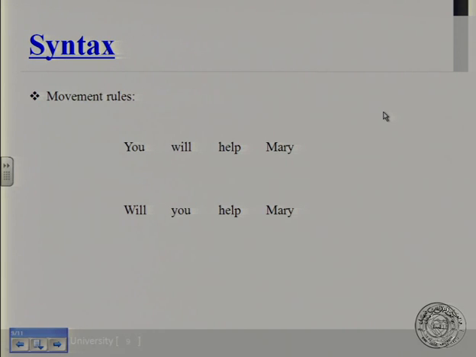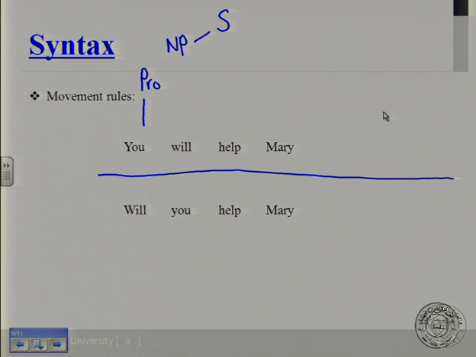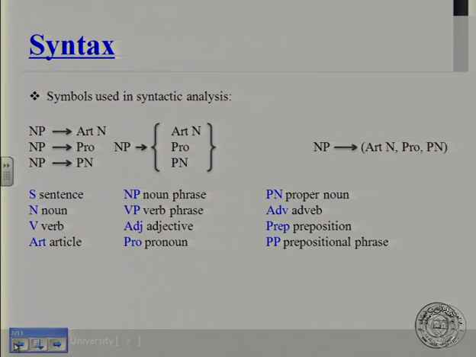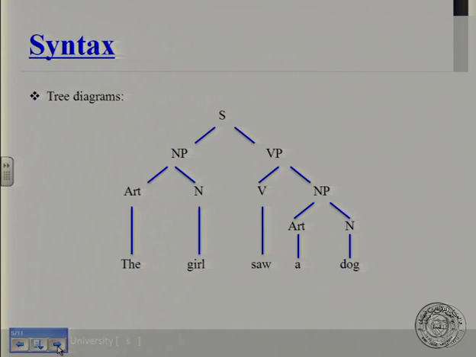Now here, the first one is again a sentence. Here we have a line. We have two different sentences. Now, the first part here is "you," and "you" is considered a pro, which means pronoun. This pronoun alone can be a noun phrase. A noun phrase could be an article plus noun, could be a pronoun, or could be a proper noun. We have the three types.